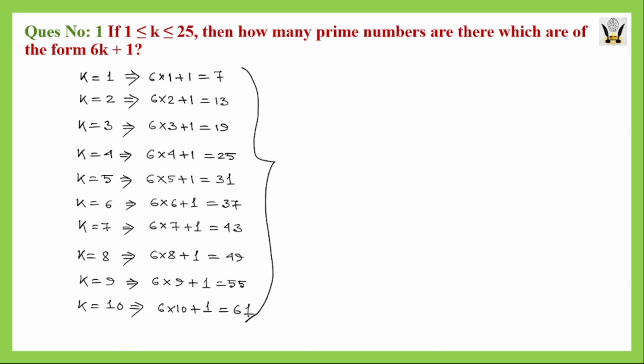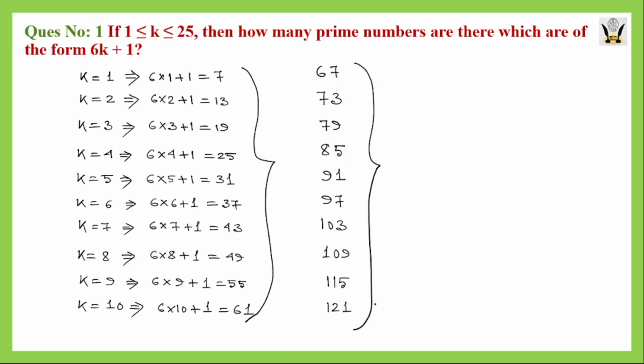So if the 10th number is 61, then definitely the 11th number is going to be 67, then it will be 73, and then with 73 if we add 6, it will be 79, and so on. These are the next 10 numbers, and we need to find 5 more, as the value of k is from 1 to 25.